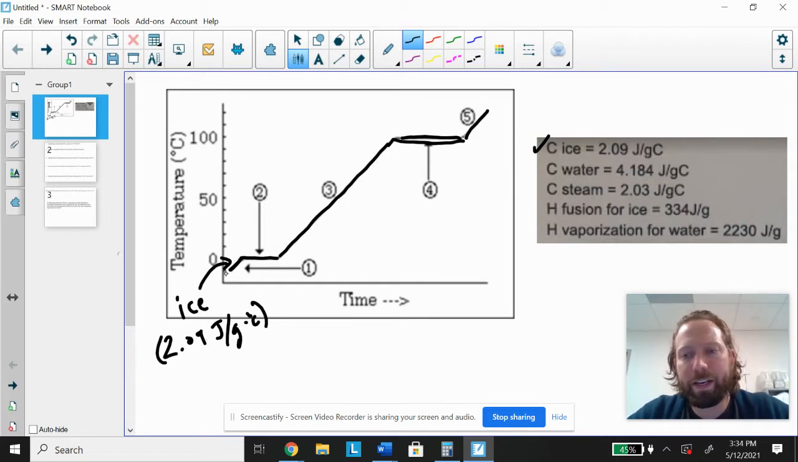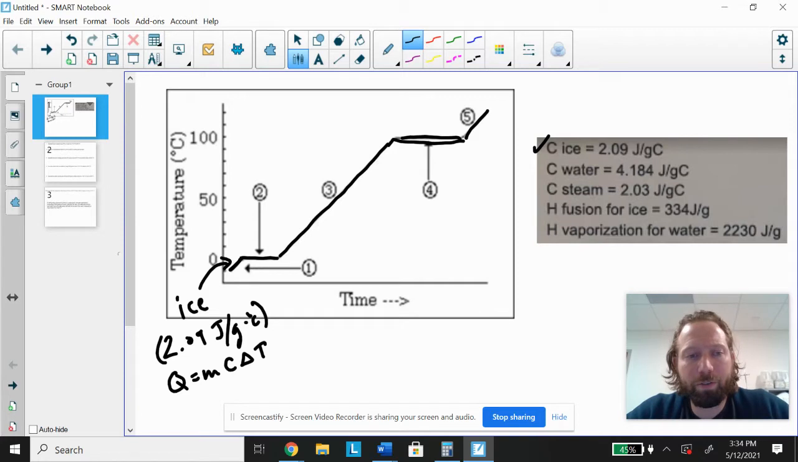And if you're doing any sort of heat absorption, or calculating how much heat is being absorbed as it's heating up from a negative temperature up to 0, you're going to use that specific heat, and then you're going to use Q equals mc delta T.